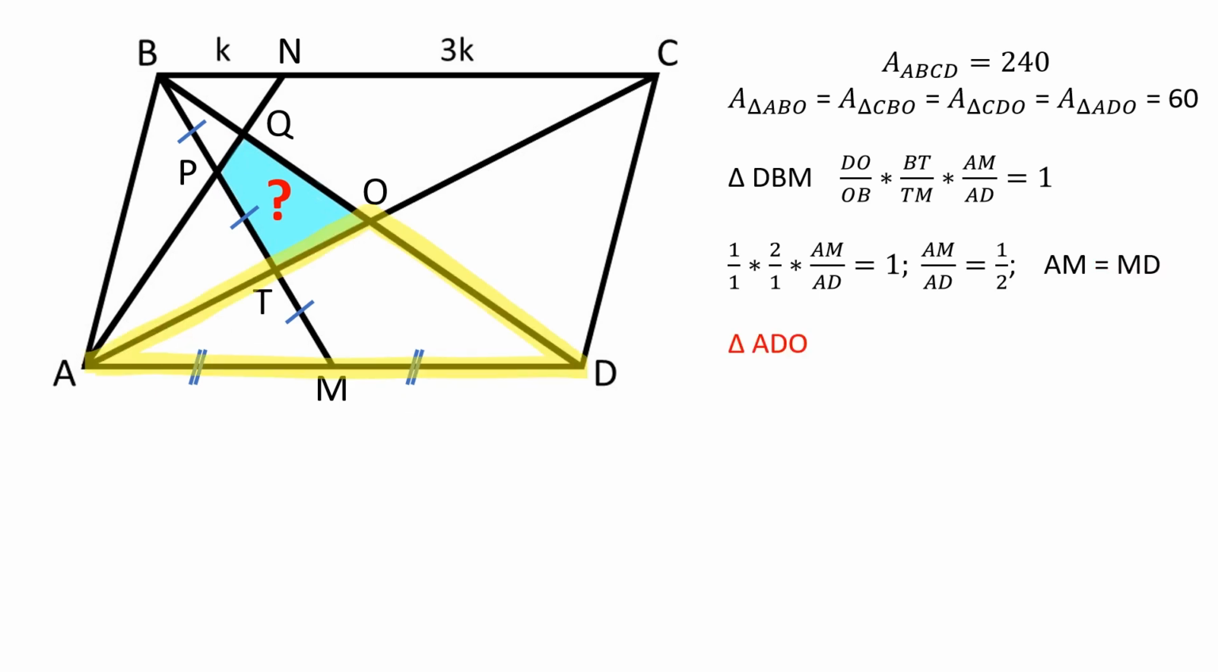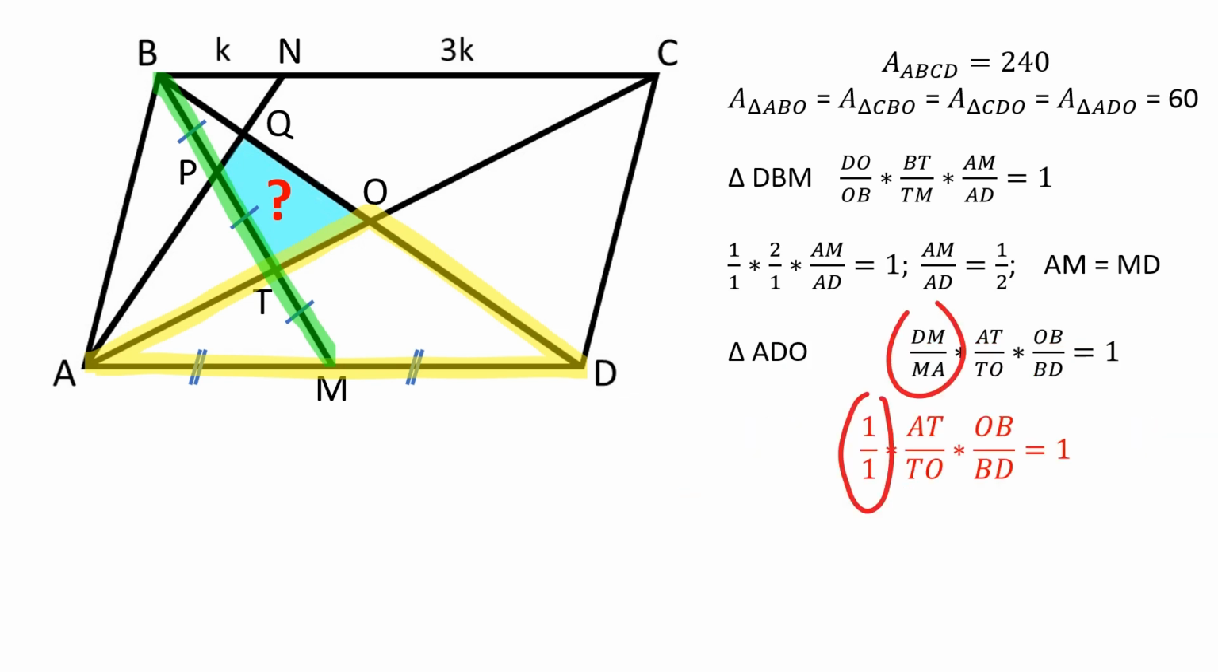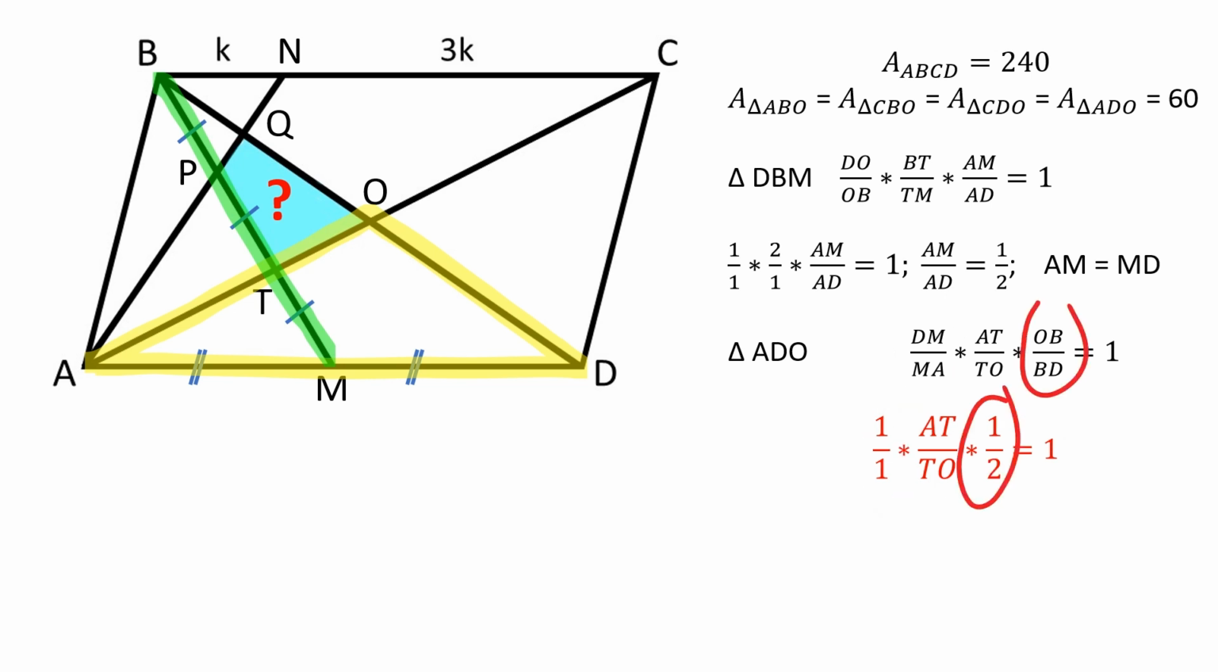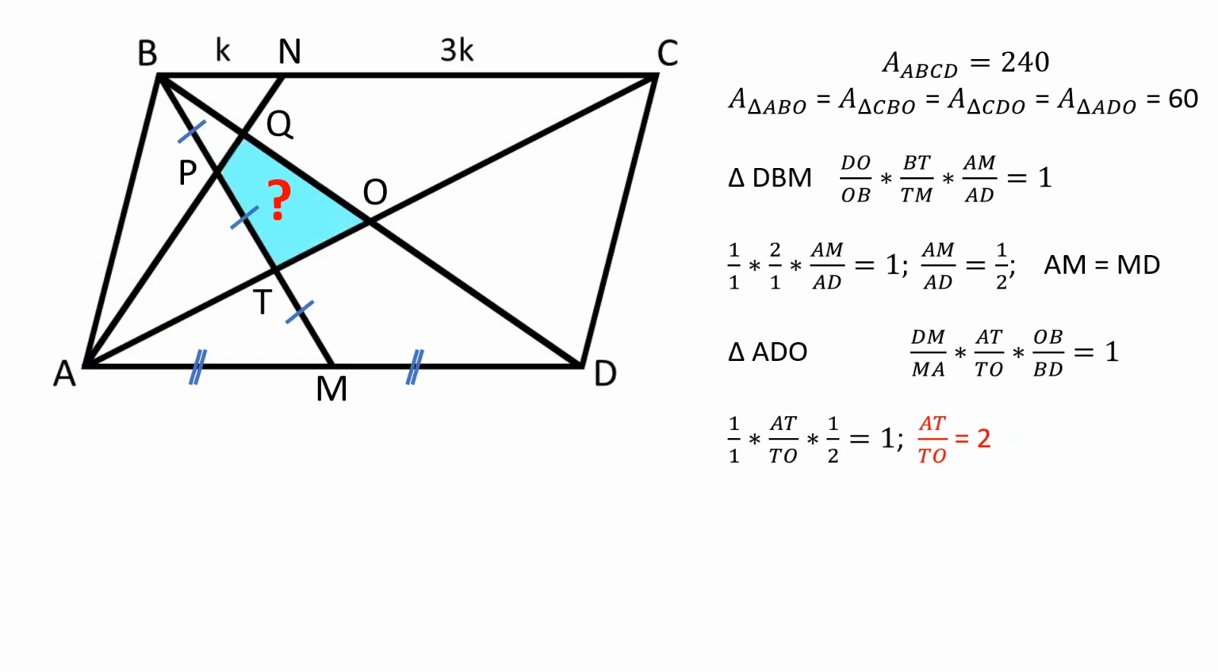Let's review the triangle ADO. By the Menelaus theorem, the product of these three ratios is equal to 1. The ratio of DM over MA is equal to 1, and the ratio of OB over DB is equal to 1 over 2 because diagonals of a parallelogram bisect each other. Therefore, the ratio of AT over TO is equal to 2.